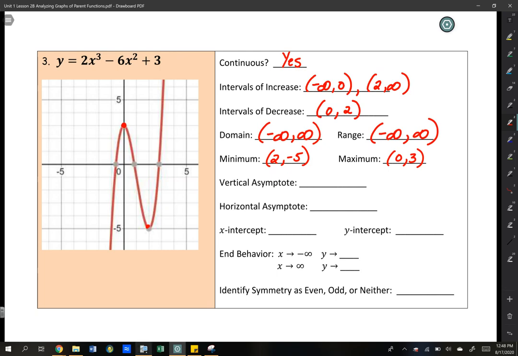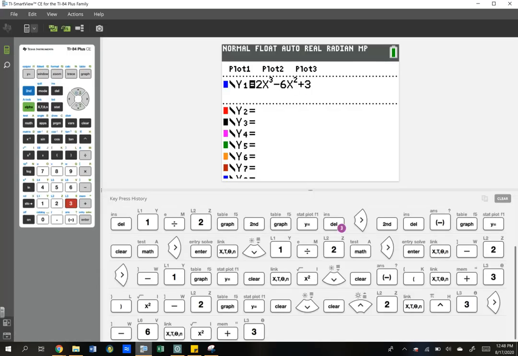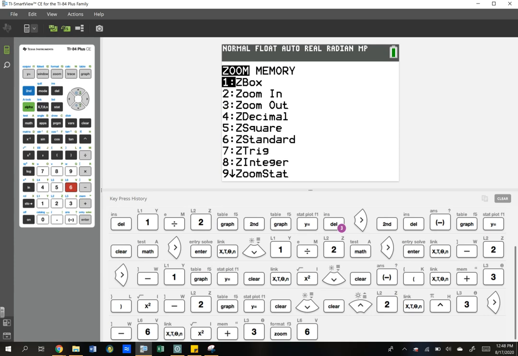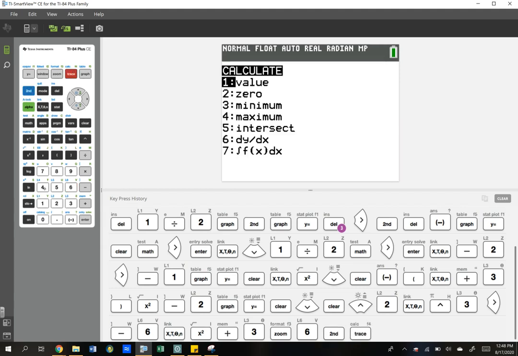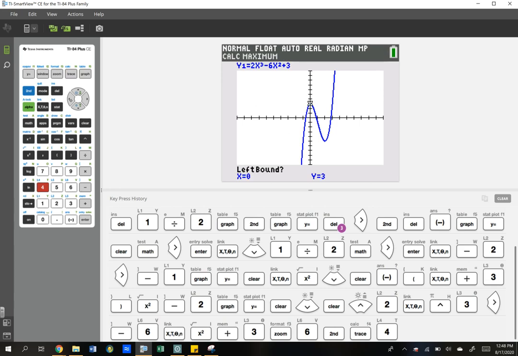All right, so we're going to enter the function into y equals, do zoom 6. Let's practice finding the maximum. So we're going to go to second trace. We're going to pick number 4. Move your little spider a little to the left, hit enter. It says right bound, so move your little spider a little to the right. When it says guess, hit enter. And it gives you the maximum.